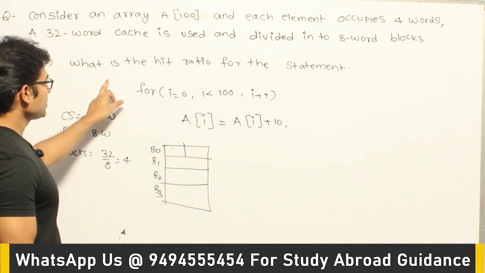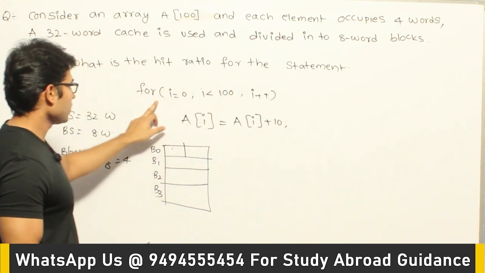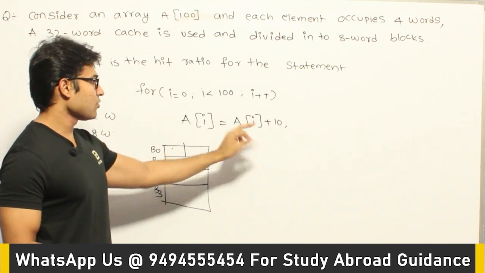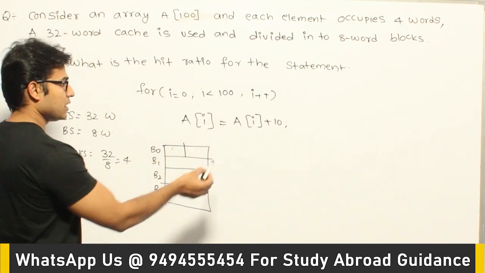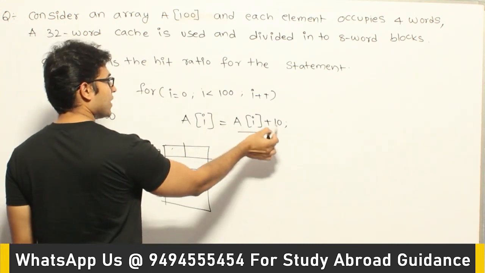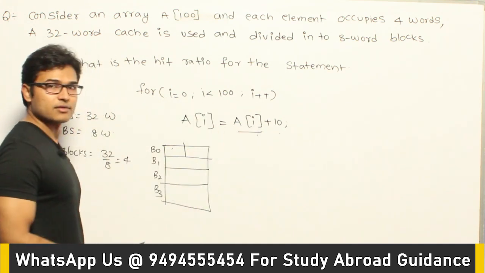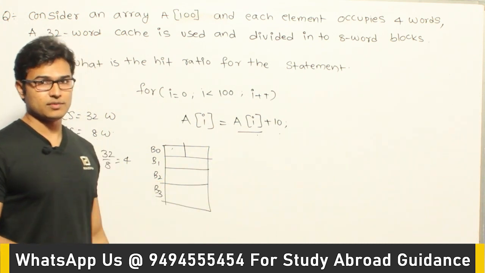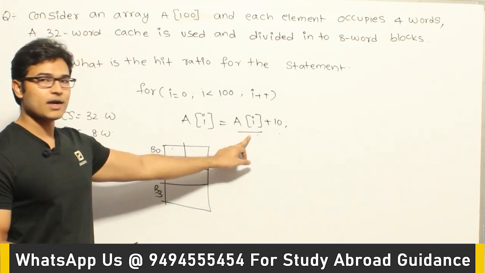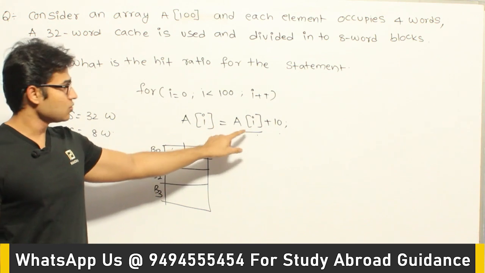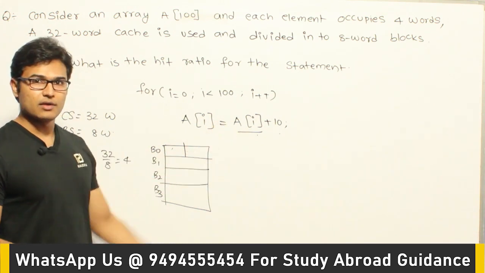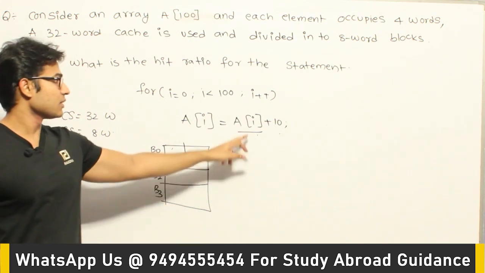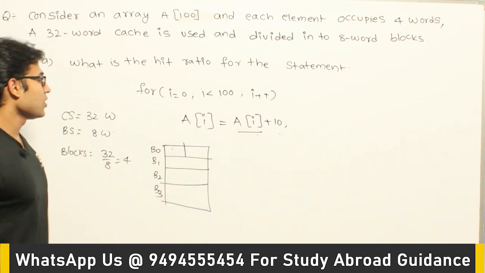Now they are asking what is the hit ratio for this statement: for I equal to 0, I less than 100, I plus plus, A of I equal to A of I plus 10. Which means we are going to read A of I, add 10 to it, and again write back, right? So in this statement itself, an element is accessed 2 times, in order to read the value and again write the value. These two are going to be references, isn't it? Therefore, in one statement, how many references do we have? 2 references. One is for reading and another is for writing. Now let's see what happens.